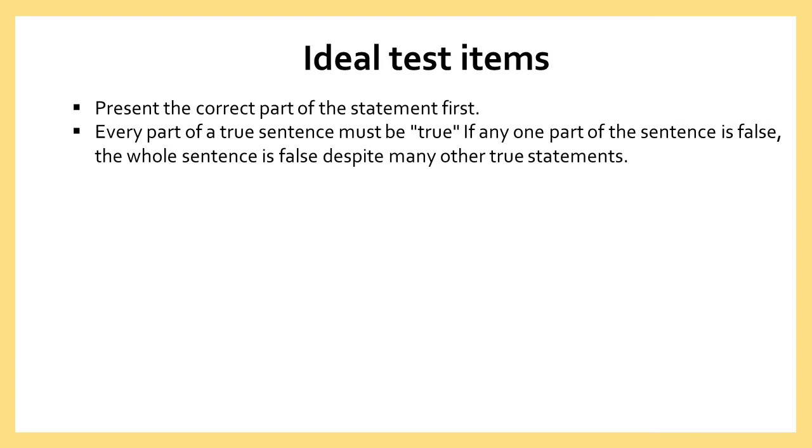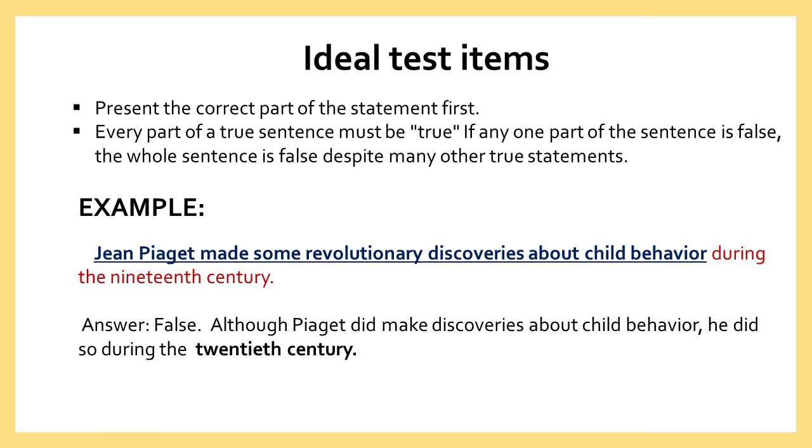John P.J. made some revolutionary discoveries about child behavior during the 19th century. As we observe, the blue sentence underlined is the true sentence, which is presented first, and the false one is during the 19th century, which is presented last.